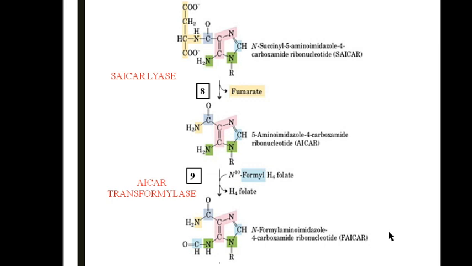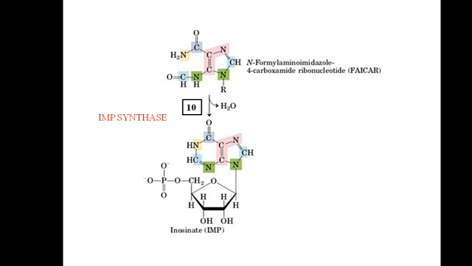Now after this, the last step of this pathway is that the FAICAR, that is formyl amino imidazole 4-carboxamide ribonucleotide, is going to produce the first purine nucleotide that is going to be synthesized, inosinate or inosine monophosphate, with the help of an enzyme called IMP synthase. Here there is no participation of ATP, there is a removal of a molecule of water here, and thus the ring closure takes place here. For the closure of the ring, there is a removal of water molecule, and it results in the compound formation called inosine monophosphate or IMP. So these are the 10 important steps of our purine biosynthesis.